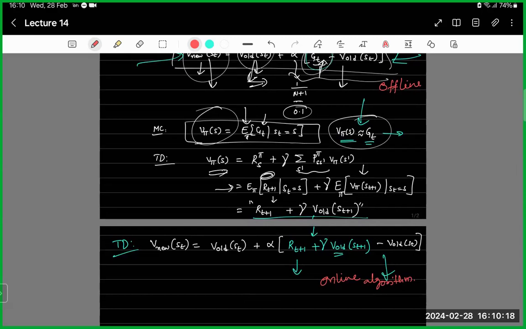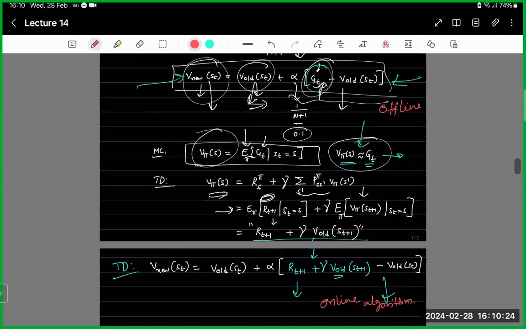And one more major difference that you'll see is here: we are substituting G_t, right? Expected G_t is equal to V pi of S, right? So that's an unbiased estimate. That is, there is no error in the expectation. Expected G_t is exactly equal to V pi of S. So this is called an unbiased estimate.